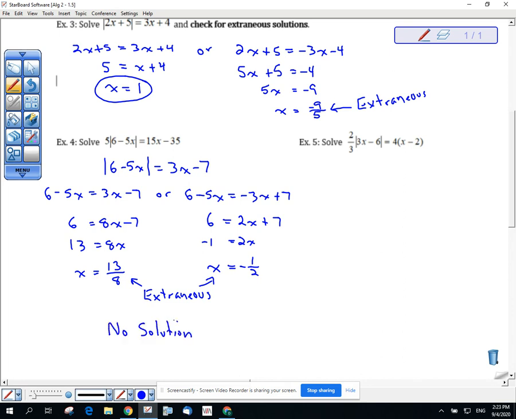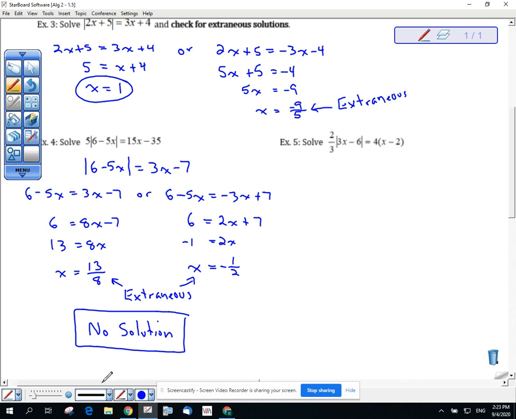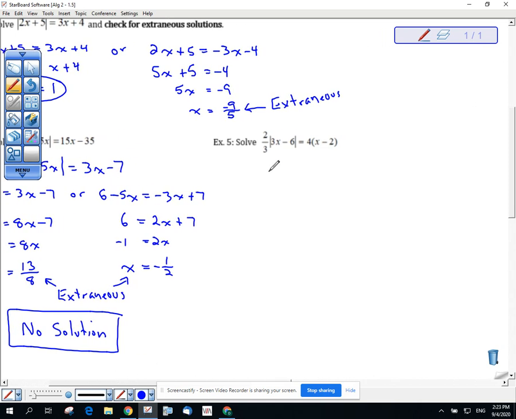And once again, for full credit on a problem like this, we would need to see 13 eighths and negative 1/2, and that you have excluded them. In this case, you should say no solution. Okay. Now, one other thing can happen here, and I do want to do this last problem because there's something else that's kind of interesting here that can happen.